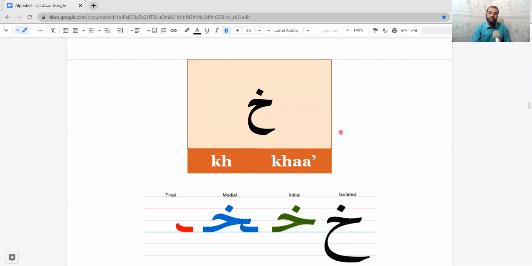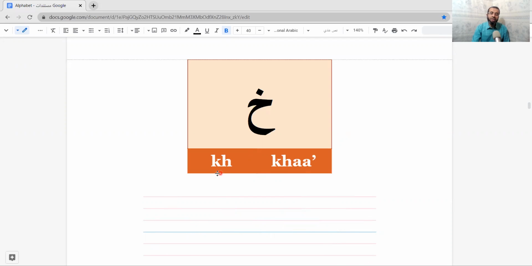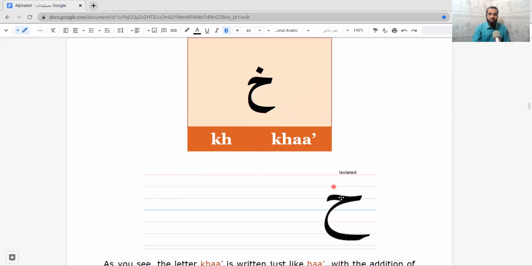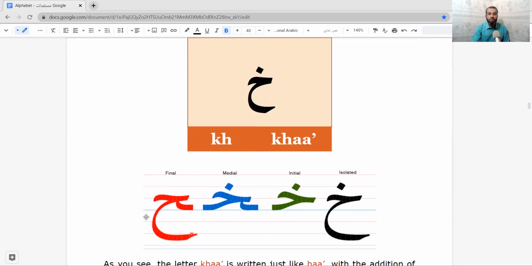Now let's go to the next letter. Here it's kha, kha, and the sound is kha, kha. When it's isolated like this, it has one dot above. When it is initial, we cut this part and we keep only the upper part, and in the middle like this. And at the end, we restore the part in the bottom.